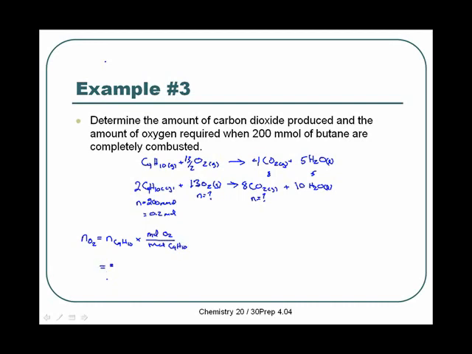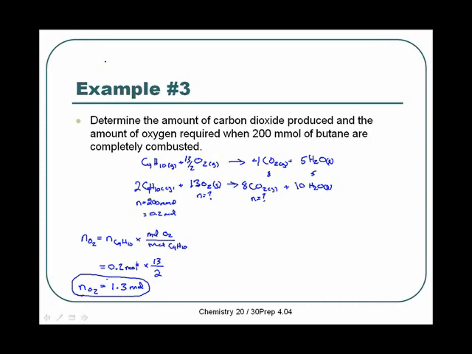We'll just plug them in, and we get, so the number of moles of butane is 0.2 moles. That's how much we actually used, times the moles of oxygen would be 13 from our chemical equation over 2, because that's the coefficient for butane. So we multiply by 13, divide by 2, and we get 1.3 moles, and that's the number of moles of O2.